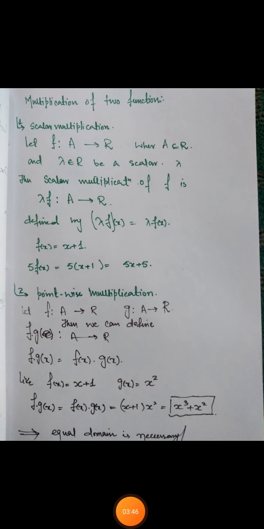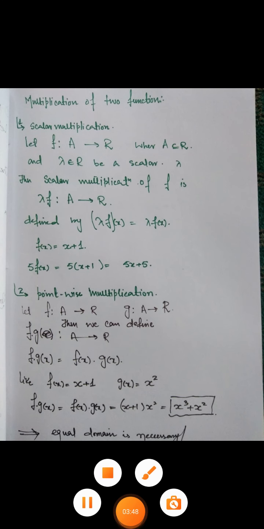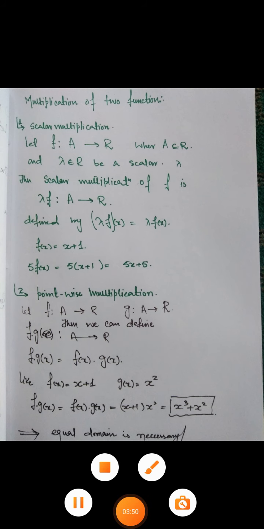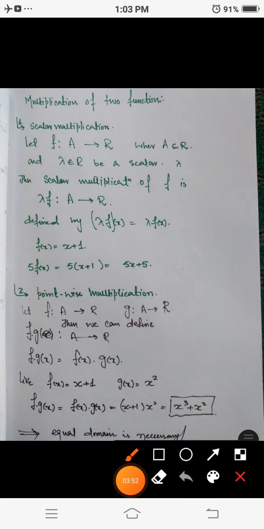Now the second one is the multiplication of two functions. Here we have two types of multiplication. One is scalar multiplication, the second one is simple multiplication. Scalar means constant. Now here we are discussing real functions, or real valued functions. So let's consider a real function.